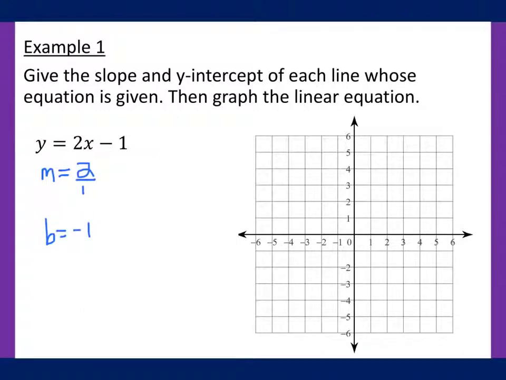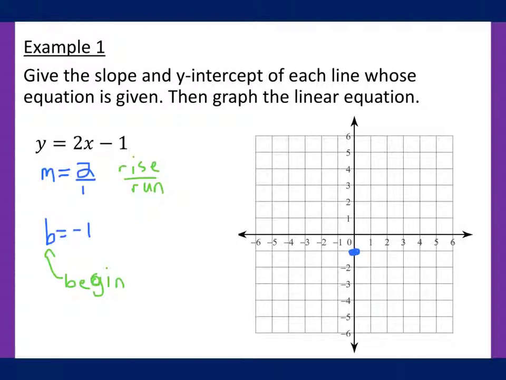The way we graph this is we begin with b. We begin with the y-intercept. So we're going to go to -1 on the y-axis, and we're going to put our point. And then we look at our slope, which is our rise over our run. So we are rising 2 and we are running 1. Both of those are positive, so we're going to go up and to the right, because those are the positive directions for our coordinate system.